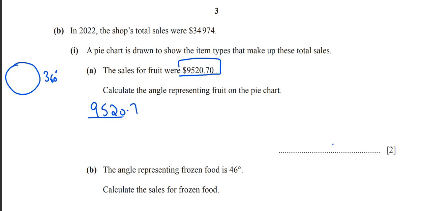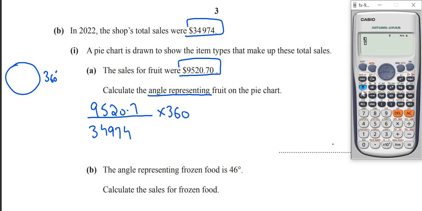9520.7. This was the sale of the fruit. And how much was the total sale? 34974. In order to find the angle, we will multiply this with 360. So once we do that, we will get the angle representing the sales of the fruit.